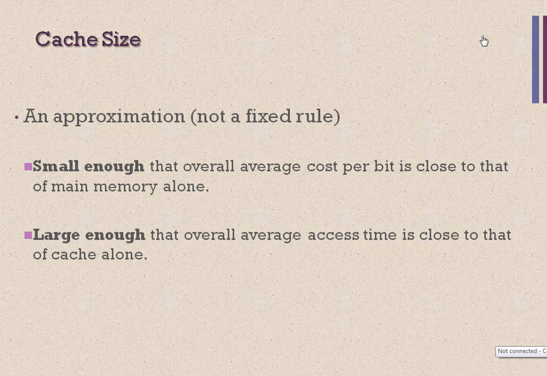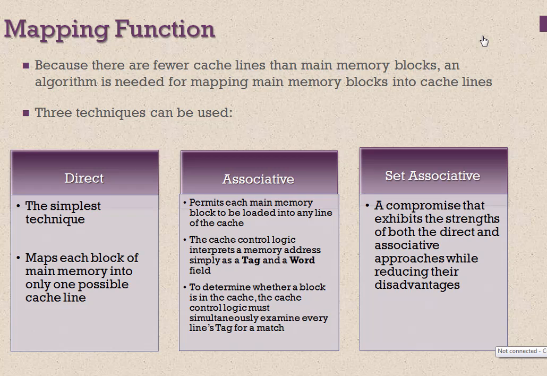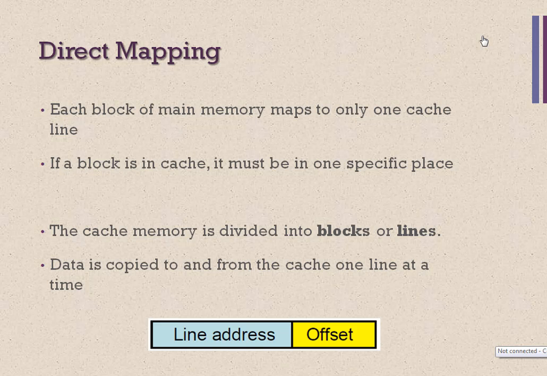Cache size should be small enough, but also large enough. Their mapping is direct, associative, and set associative. Direct uses the simplest technique. Associative works in the form of blocks for cache purposes. Set associative exhibits the strengths of both direct and associative. Direct mapping: each block of main memory maps to only one cache line. If a block is in cache, it must be in one specific place. So the cache memory is divided into blocks or lines. Data is copied to and from the cache one line at a time.